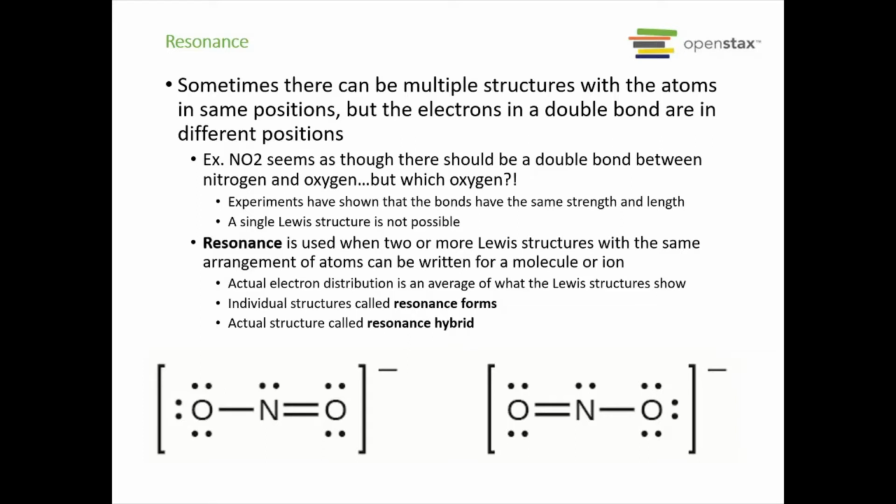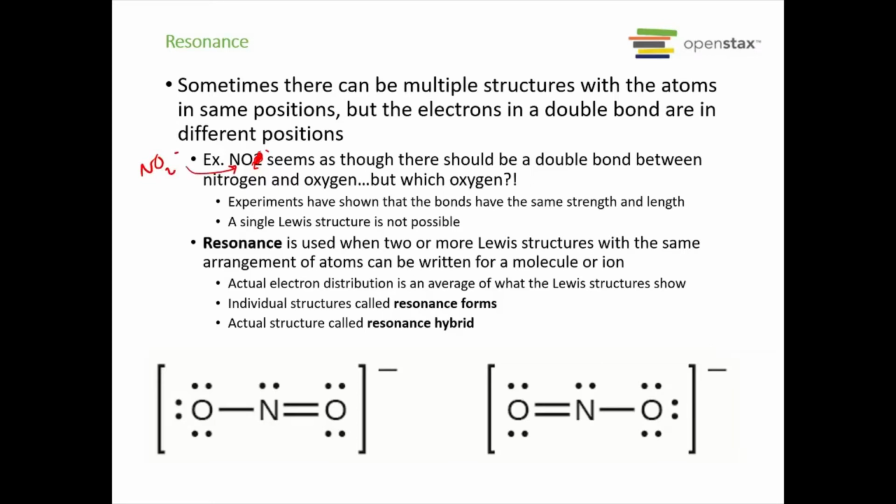So the last thing to talk about in this section is resonance. Sometimes there can be multiple structures with the atoms in the same positions, but the electrons in the double bond are in different places. So for instance, NO2, with a subscript 2. It seems as though there should be a double bond between nitrogen and oxygen, but which one? If you look on the bottom of the screen, that shows you this nitrogen in between oxygen, and this is NO2 minus. Sorry for that typo.